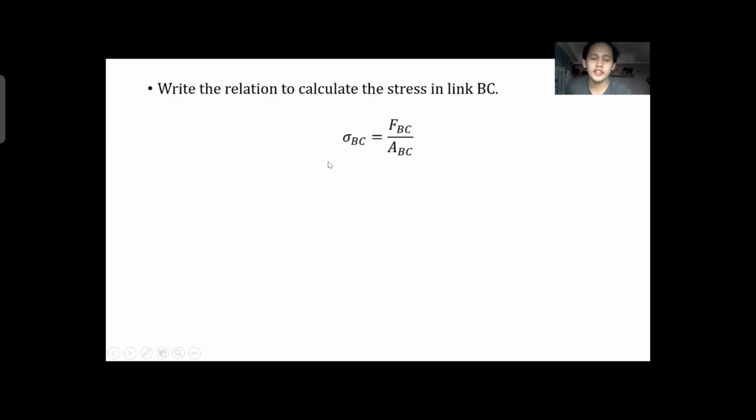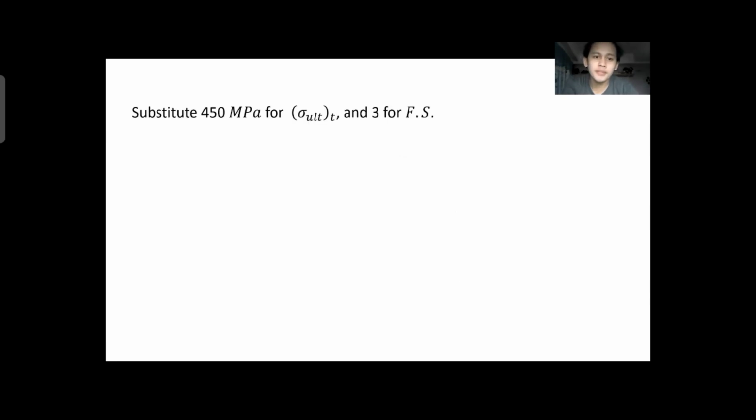Next, we will write the relation to calculate the stress in BC. In our formula for stress, we can rewrite this as sigma BC equals FBC over the width of the link BC, which is W, multiplied by the thickness of the link BC, which is this t. And here is our equation 1. Then we will substitute 450 megapascal for our ultimate strength in tension, and 3 for our factor of safety.